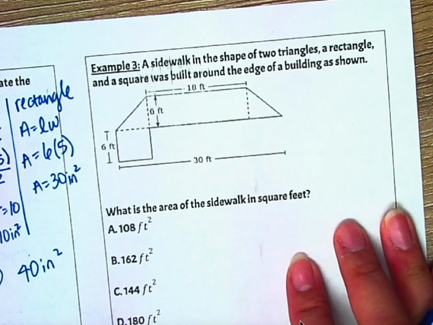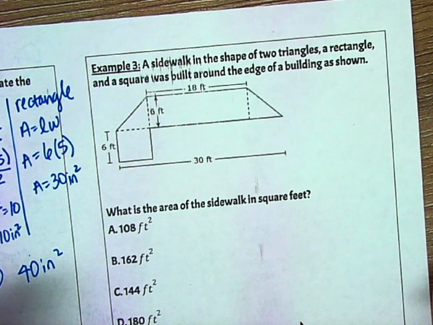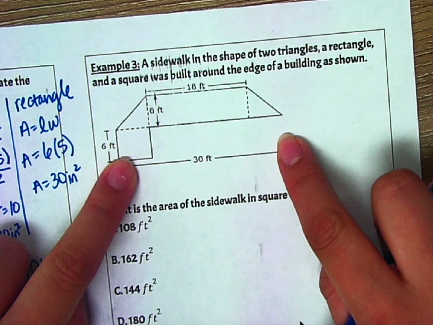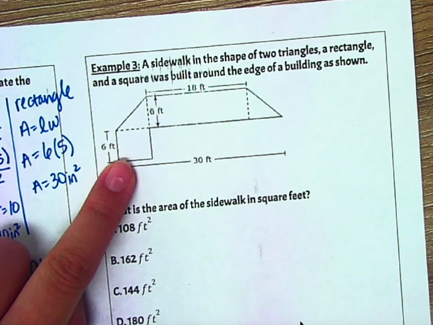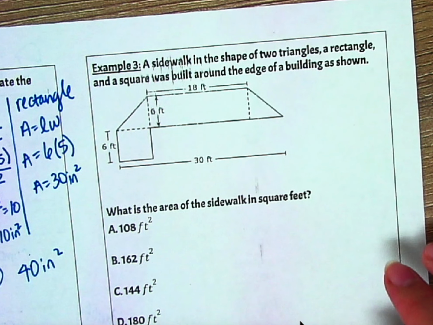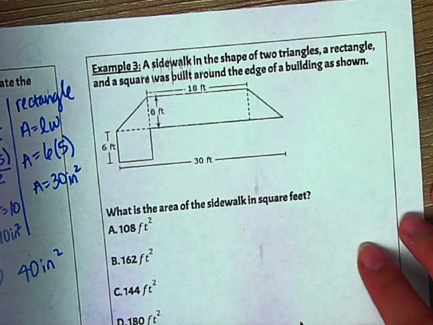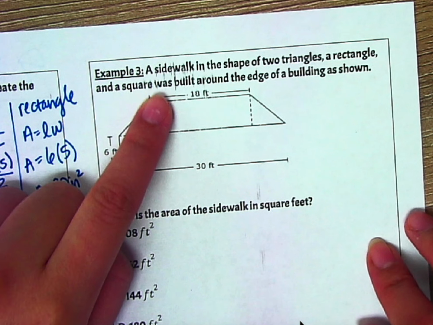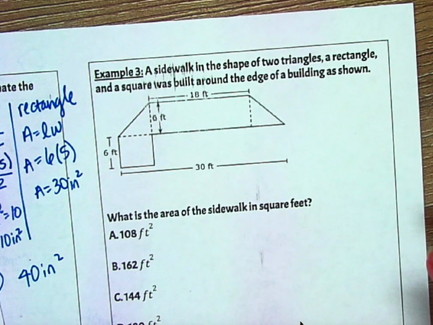Okay, now we're going to move on to the last one. Now this is what you might see on the STAR test. They're going to give you a whole bunch of shapes, and they expect you to find the area of the whole figure. Luckily we have this paper, so we have all of our formulas, and my question is going to tell me what shapes are in this figure.